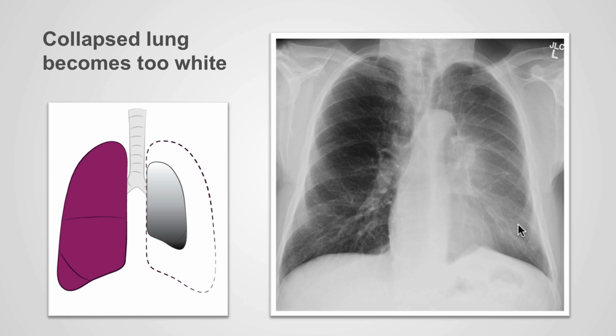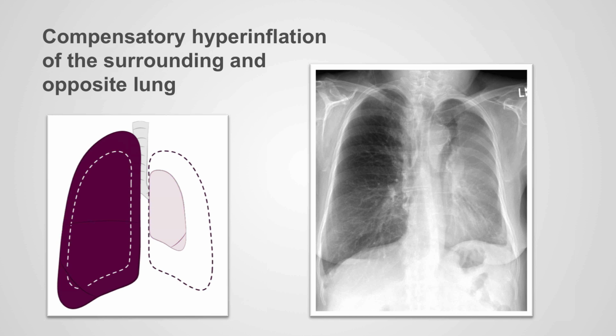We can see the asymmetry between the two lungs, with the left being whiter than the right due to decrease in the total amount of air within the left lung. Because of compensatory hyperinflation, the remaining non-obstructed lobes of the lung can hyperinflate.